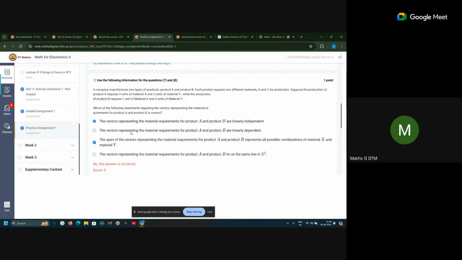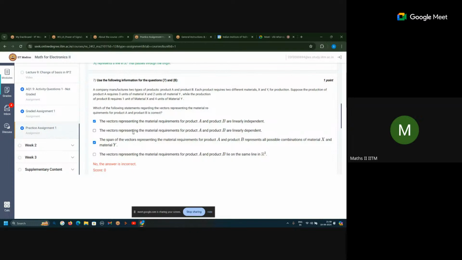Now we want to check whether these two are linearly independent or dependent. So how will we check? Alpha times the first plus beta times B, and then equate to 0. Solve the equation, and if alpha and beta are 0, then independent. If not, then dependent. That's the thing only.